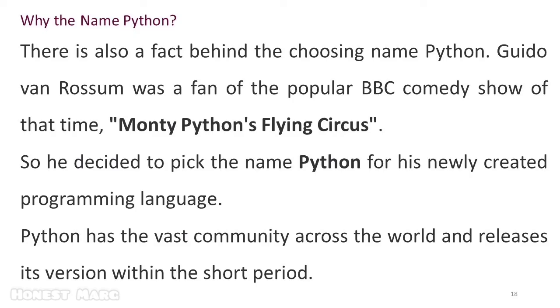Why the name Python? There is also a fact behind the choice of the name Python. Guido van Rossum was a fan of a popular BBC comedy show of that time, Monty Python's Flying Circus. He decided to pick the name Python for his newly created programming language. Python has a vast community across the world and releases its versions within a short time.